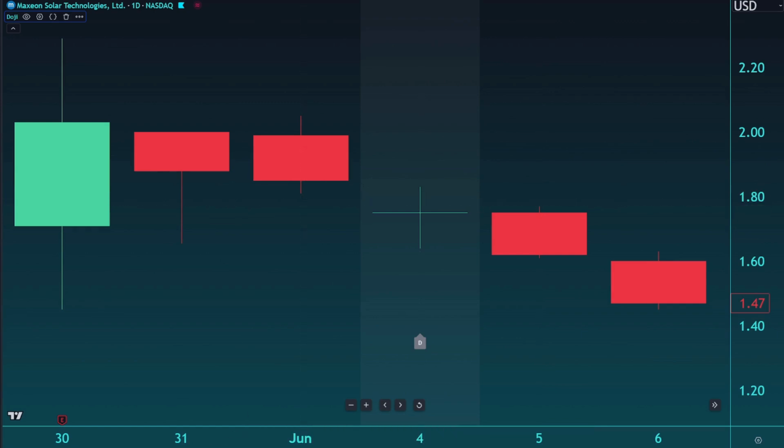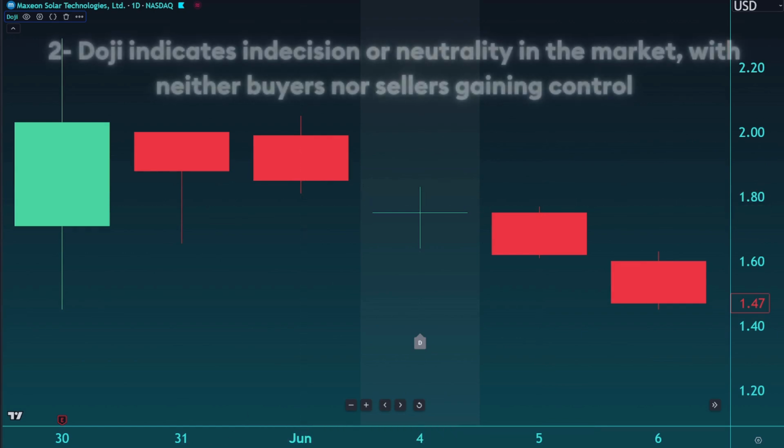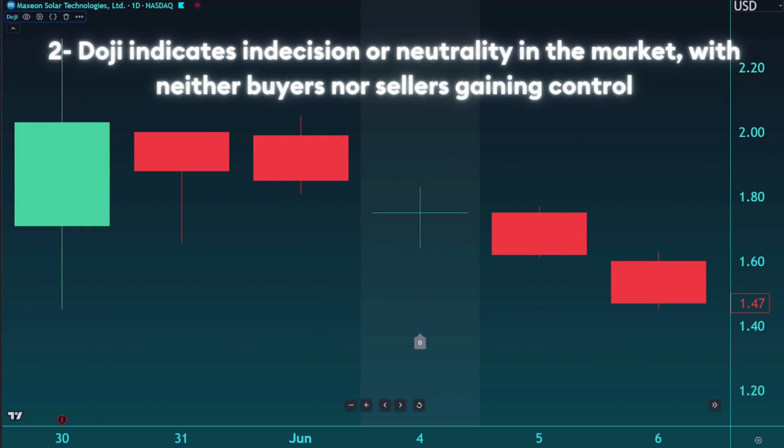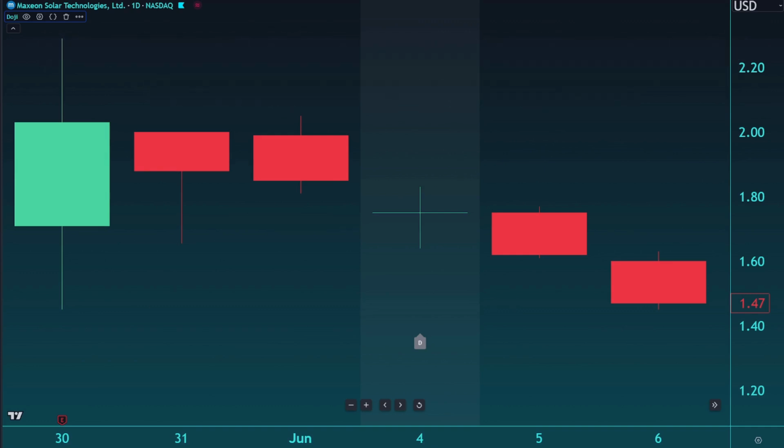So the second key factor you need to understand: it indicates indecision and neutrality in the market, with neither buyers nor sellers gaining control. And that's the key element. There are different areas, and we're going to see with these examples how to interpret that, because obviously we don't know yet the direction, but it will happen afterwards. It's very important to understand the actual trend.